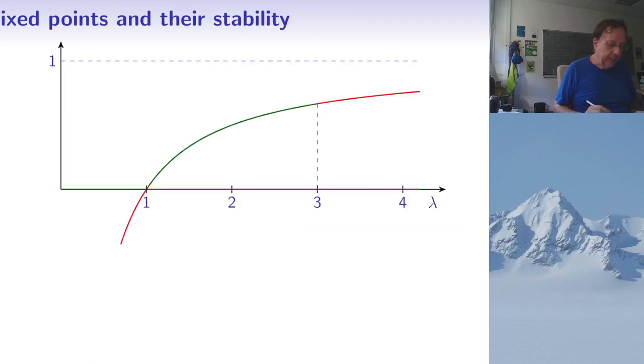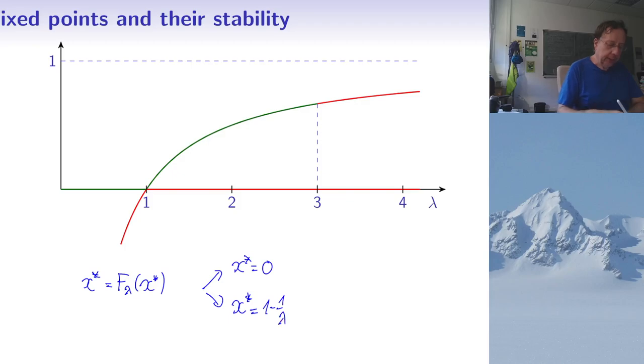And what we did was to find so-called fixed points. So these are solutions of the equation x star is equal to f lambda of x star. And we found two of them. So one of them is given by x star equals 0 for all lambda, and the other one is given by x star is 1 minus 1 over lambda. That is the one we have here.